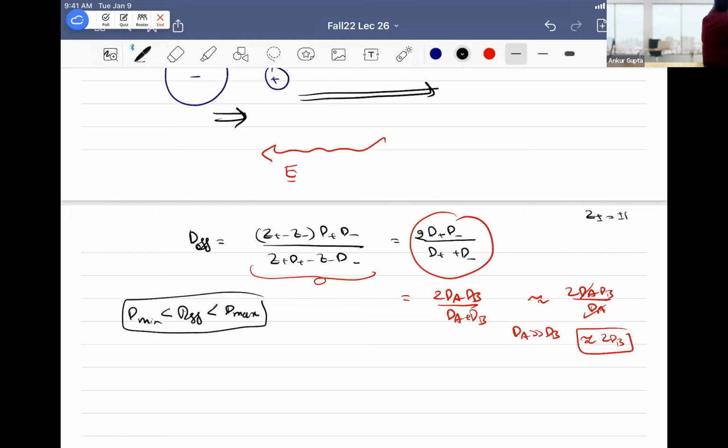And what kind of mean is this? 2 D plus D minus over D plus plus D minus is the harmonic mean, right? So you have arithmetic mean, geometric mean, and harmonic mean. If you write 1 over D effective, you can get to the answer of harmonic mean. But this is only for Z plus equal to plus minus 1. That's why we don't call it that in general, because there is also Z plus, Z minus and so on. So just so that you understand that. Okay. Any questions here?